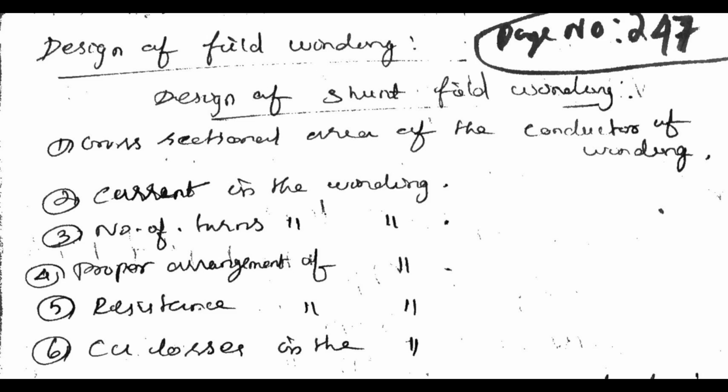Topic: design of field winding. Design of shunt field winding. First point: cross-sectional area of the conductor of winding. Second: current in the winding. Third: number of turns in the winding. Fourth: proper arrangement of winding. Fifth: resistance of winding. Sixth: copper loss in the winding.